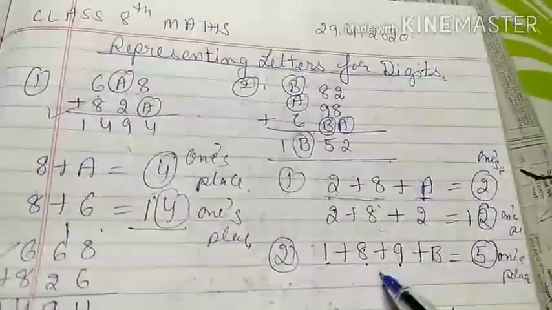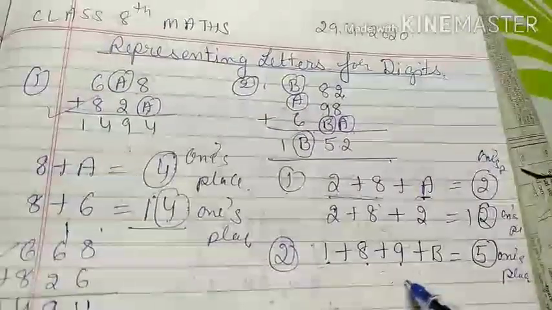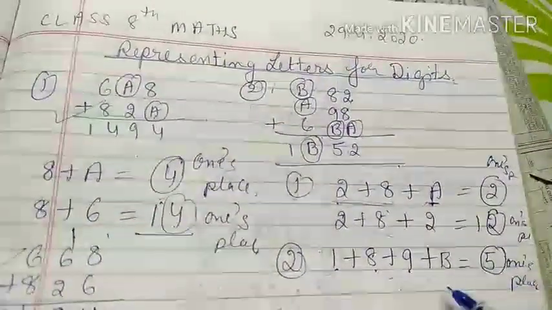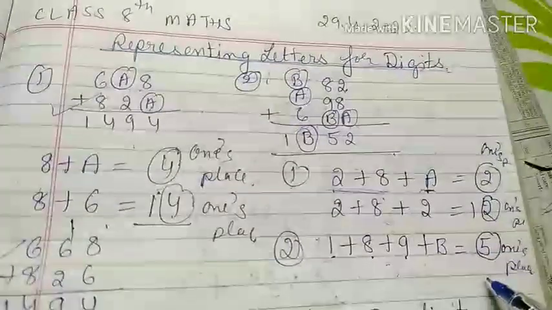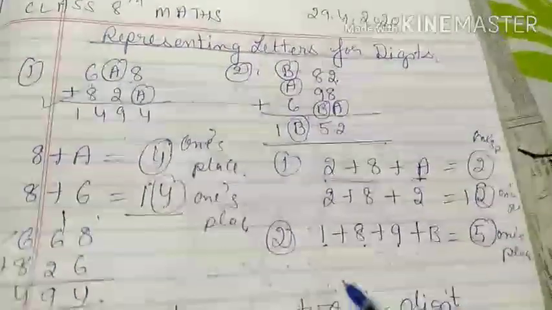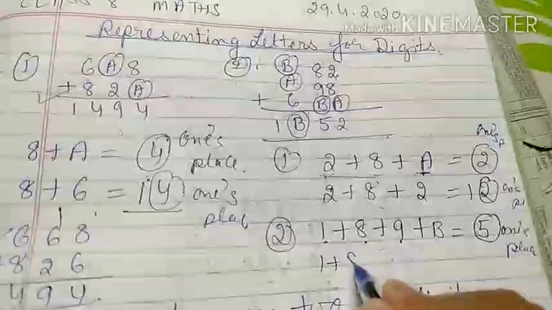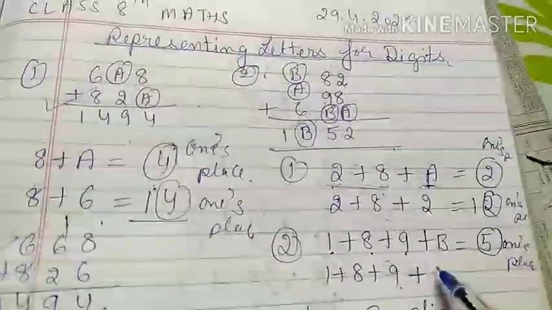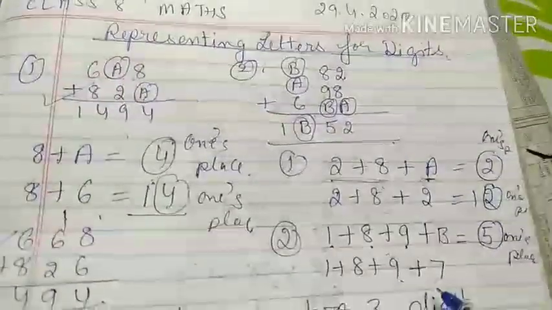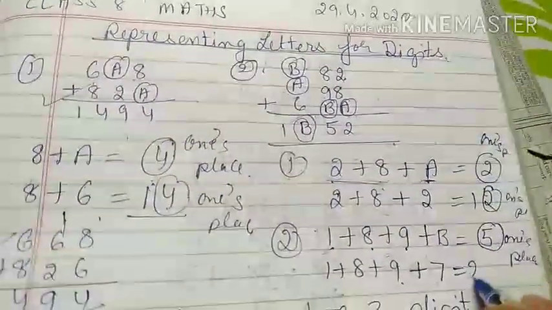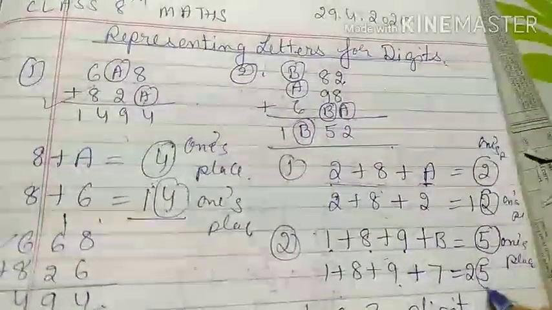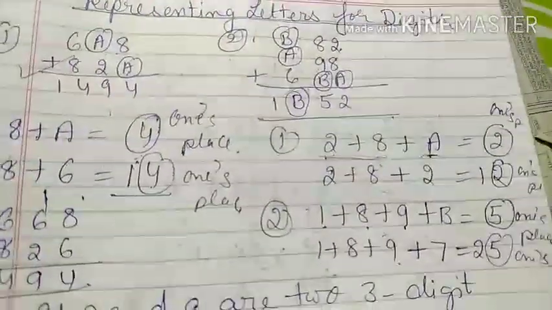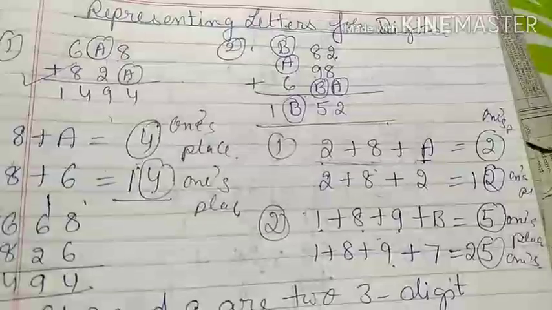When you check 18, 19, 20, 21, 22, 23, 24, 25, yes, we stop at 25, and the unit place of 25 is 5. So it means after 18 you add 7. 18 plus 7 gives you 25. It means here the ones place is 5.